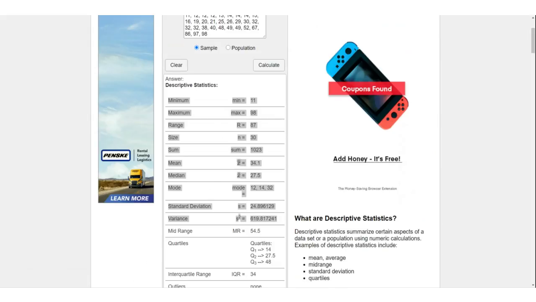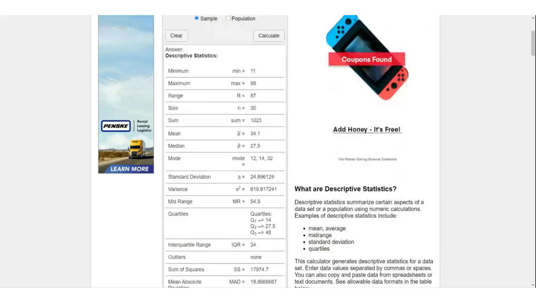And it's got the mid-range in there. I don't see why you need that. But they've got the quartiles, and that was the exact same ones we got on the calculator and also in Excel. And then this one is the interquartile range.